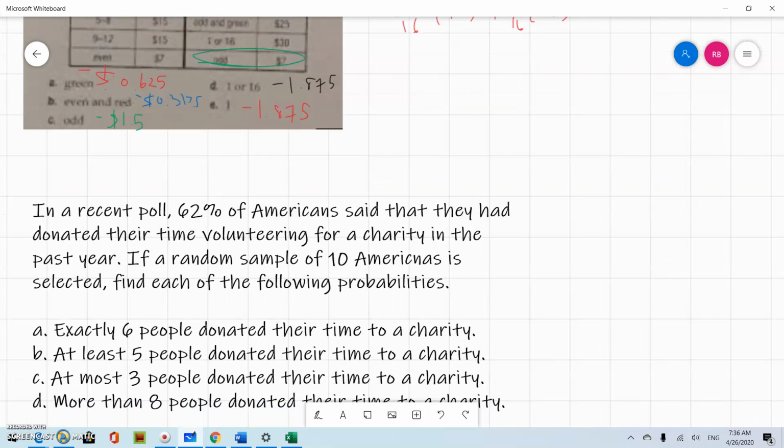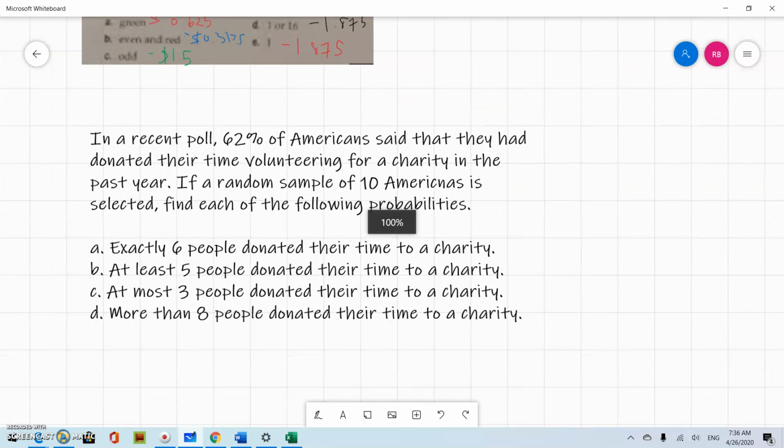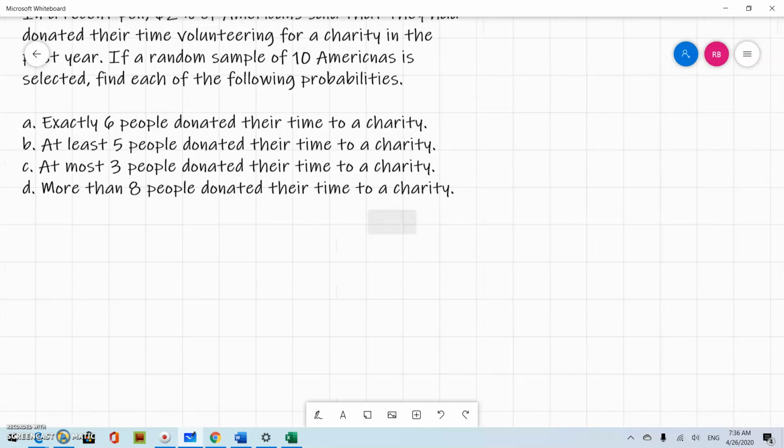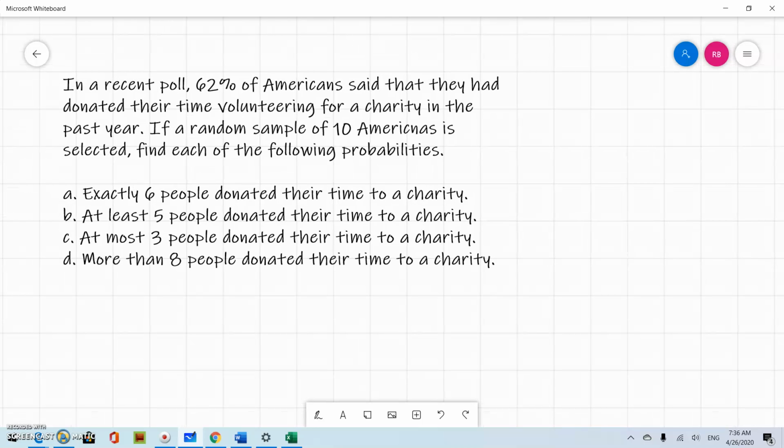So let's go to 26. In a recent poll, 62% of Americans said that they had donated their time volunteering for a charity in the past year. If a random sample of 10 Americans is selected, I guess I have a problem spelling Americans because this is not the first time I typo. All right, exactly 6 people.